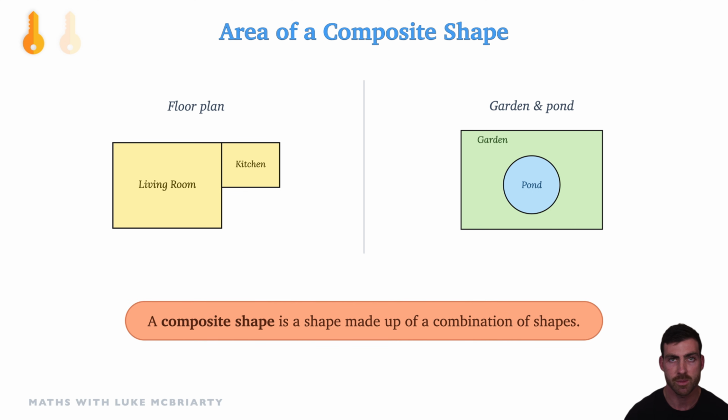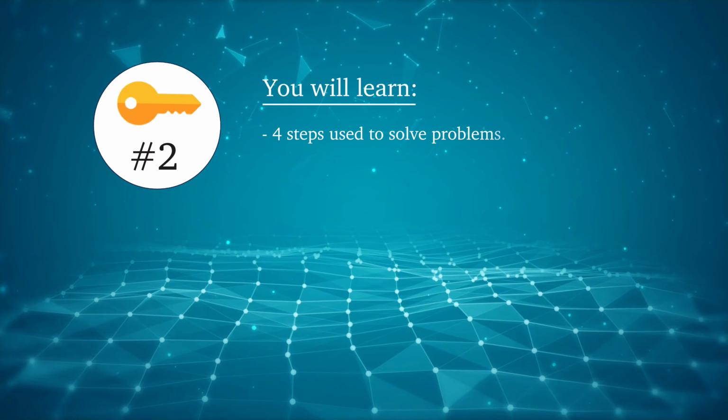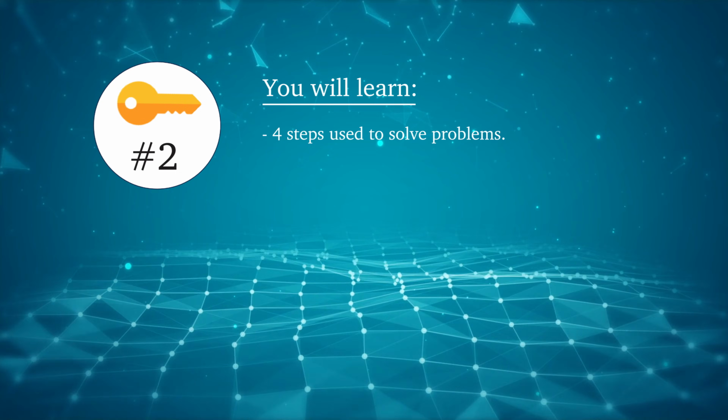A composite shape is a shape made up of a combination of shapes. Today you're going to learn how to break apart shapes and add or subtract these shapes to find the required area. In this section, you will learn the 4 steps used to solve problems.